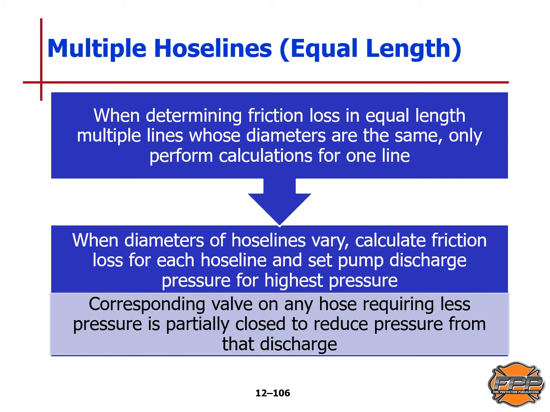You have multiple hose lines of equal length. When determining friction loss in multiple lines of equal length whose diameters are the same, only perform calculations for one line. When diameters of hose lines vary, you calculate the friction loss for each hose line and set pump discharge pressure for the highest pressure. The corresponding valve on any hose requiring less pressure is partially closed to reduce the pressure from that discharge.